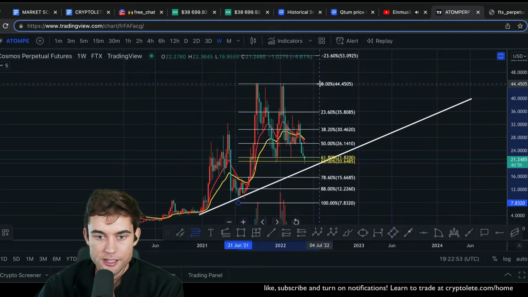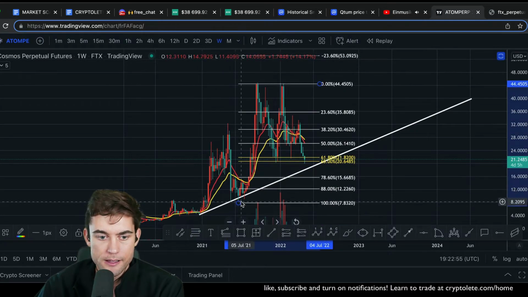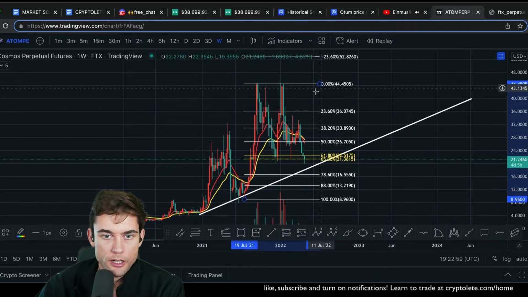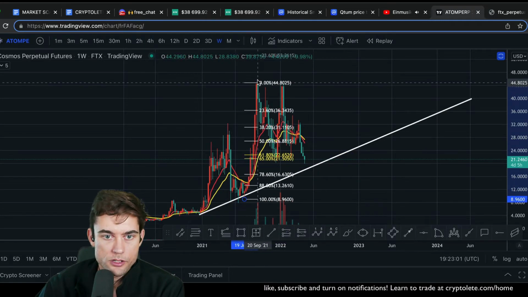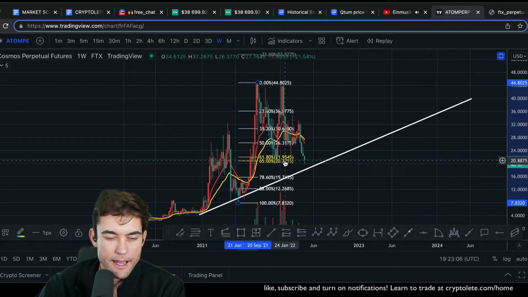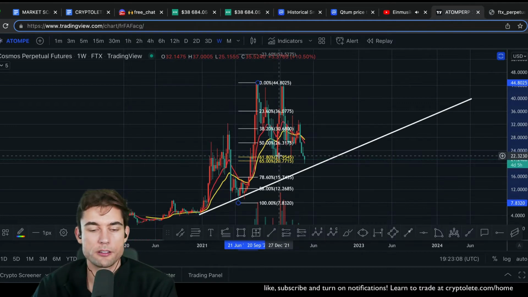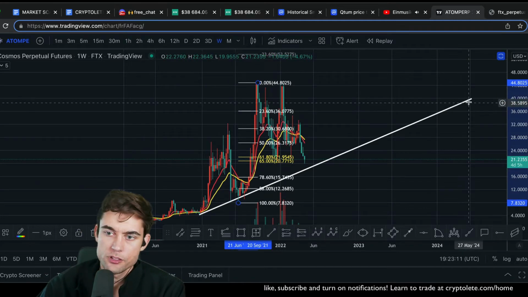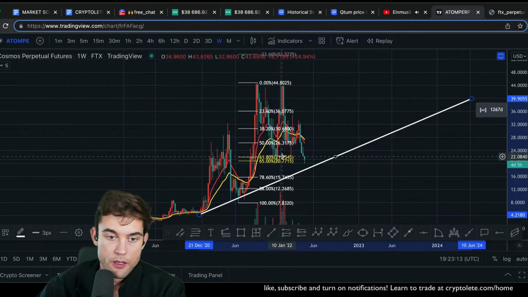I'm guessing that's the 78. No, it's not the 78. Hold on a second. Let me do this, bring it down here. Yeah, this looks correct to me. So actually looking at that now, this area would be the first area of interest.